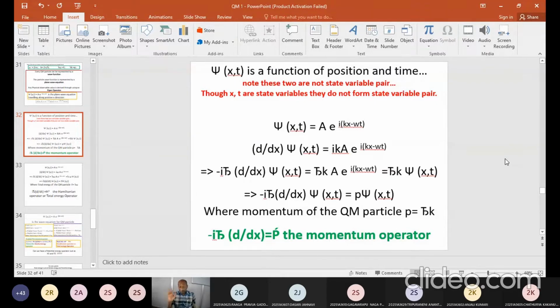I did not tell you, I know. Okay, I know that I did not tell you about that. But if I ask you what will be the eigen operator for angular velocity, what will be your answer? I'll give you 10 seconds.